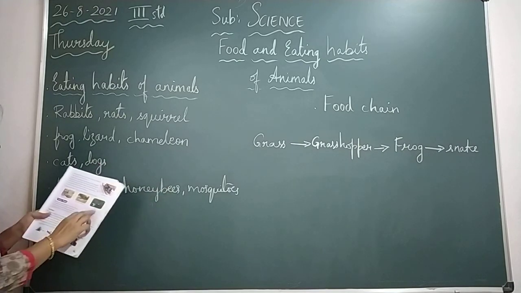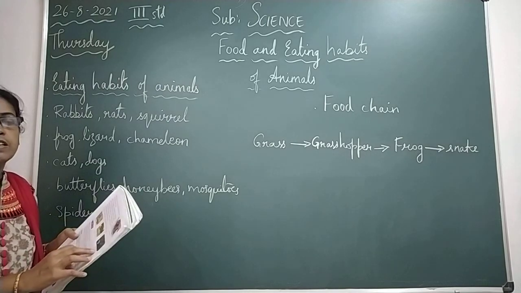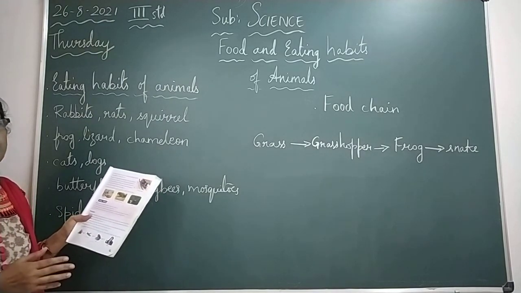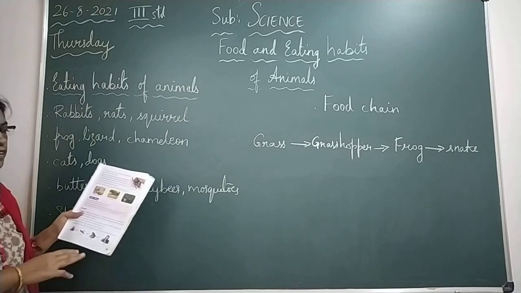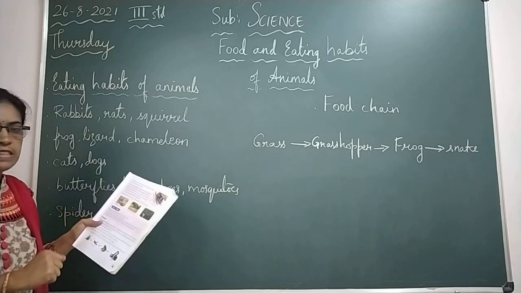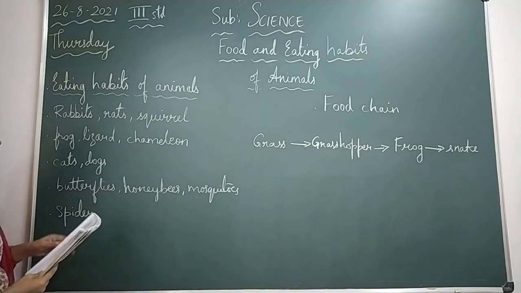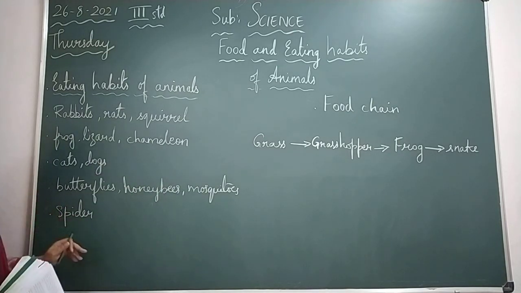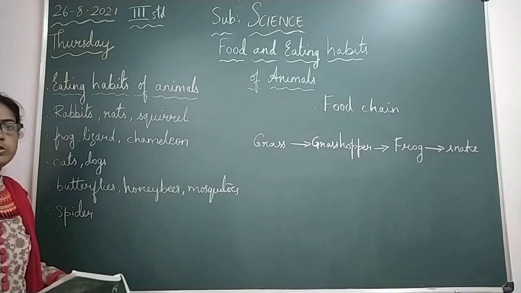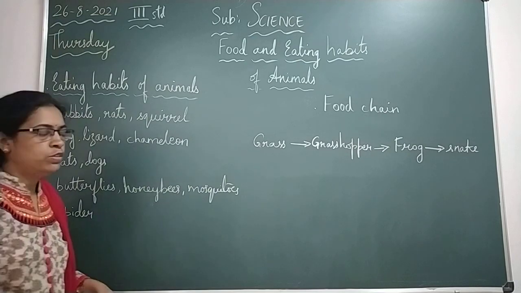And then what about a spider? Spiders spin a sticky web to catch their prey. And they never get caught in their own web there. So like this, it uses the sticky web to catch the insects. Okay, children? So like this, these are the different eating habits of animals. I hope you have understood, children. So let me move on to the next topic, that is food chain.